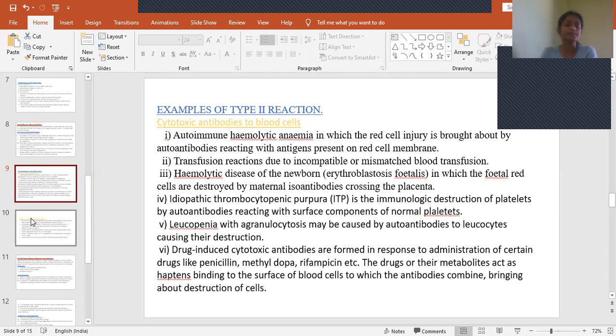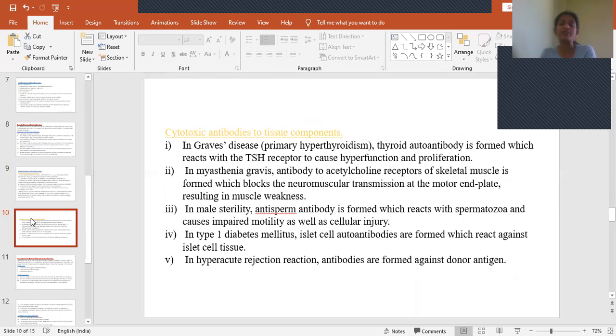And then coming to cytotoxic antibodies to tissue components, this can be seen in Graves' disease, myasthenia gravis, male sterility, type 1 diabetes mellitus, hyperacute rejection reactions. So these are the examples that we can see when these antibodies are formed against tissue components. Okay.